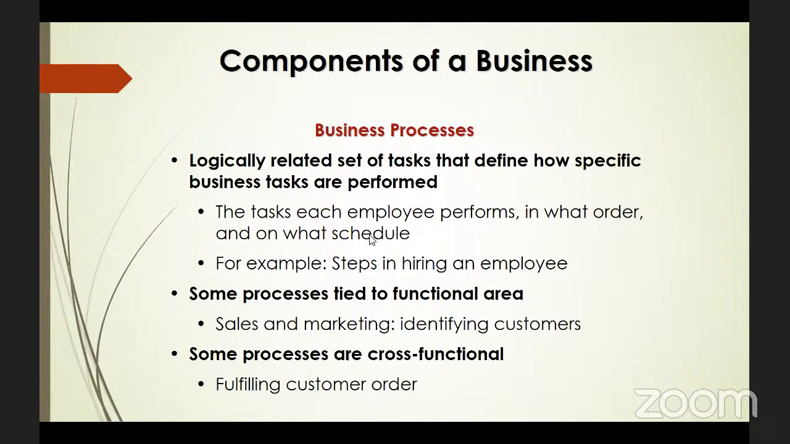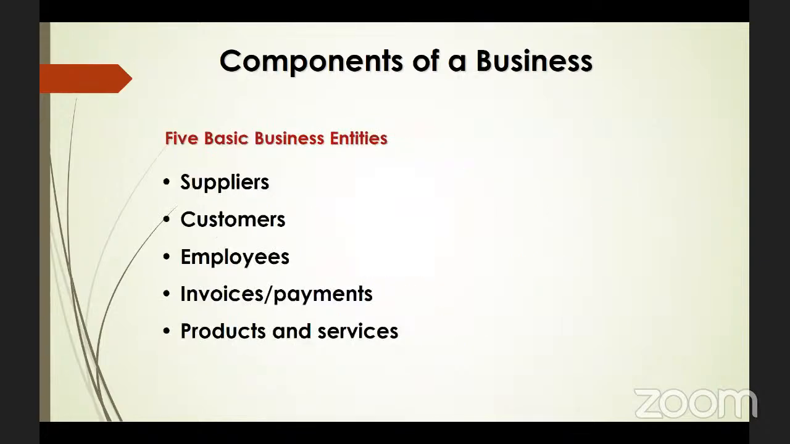One example of a business process is hiring an employee. Another one in marketing is identifying customers. So that's one functional area. Fulfilling a customer order is cross-functional. It takes more than one of these.